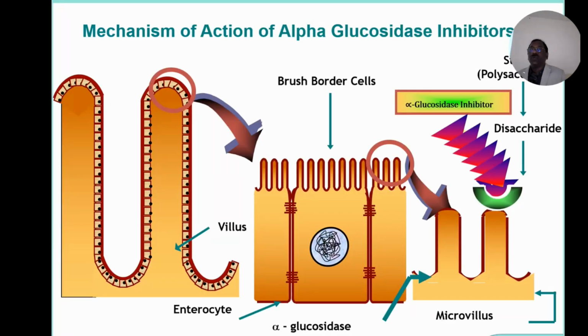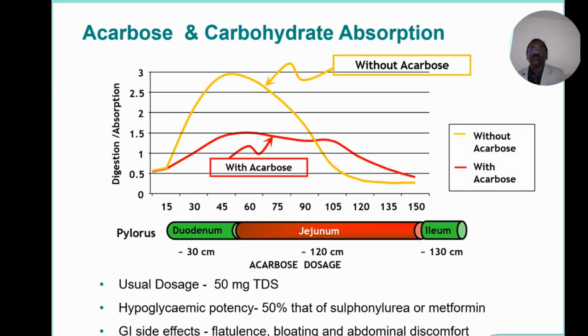See, this is the brush border of the cells, alpha glucosidase inhibitors. See the duodenum, the jejunum and the ileum. See the one with the acarbose, the red one. Without these tablets, the blood sugars will go up. With that, the red line, postprandial hyperglycemia will not be there.